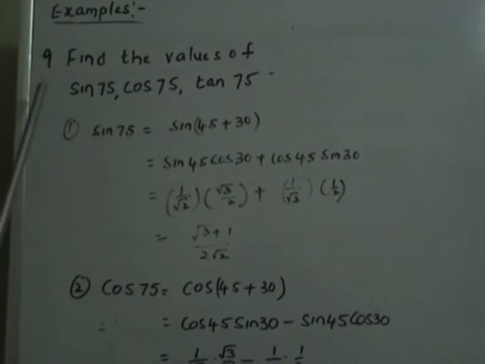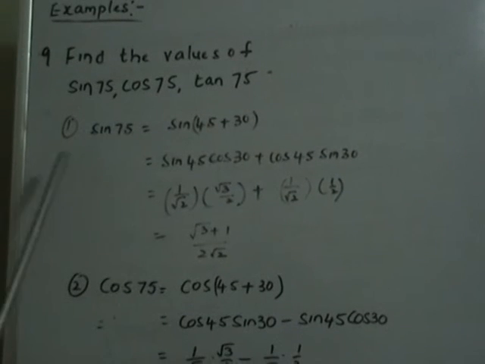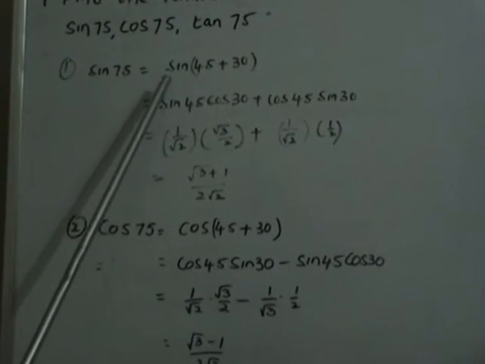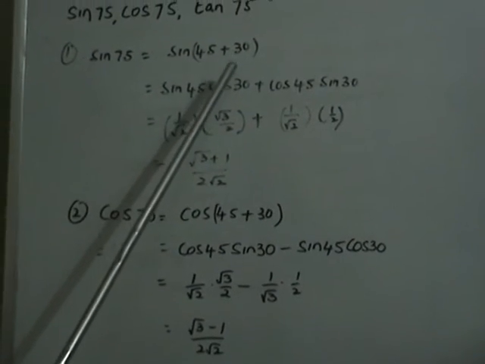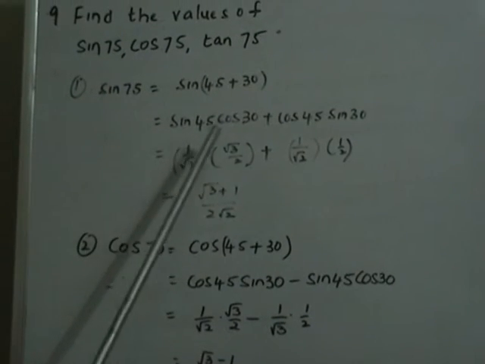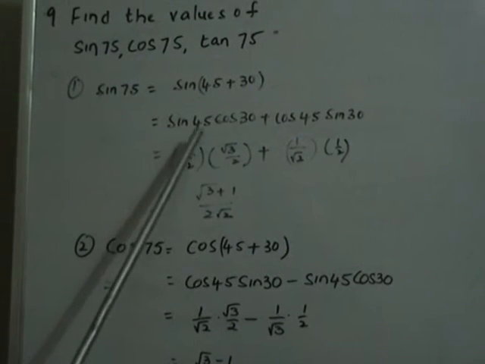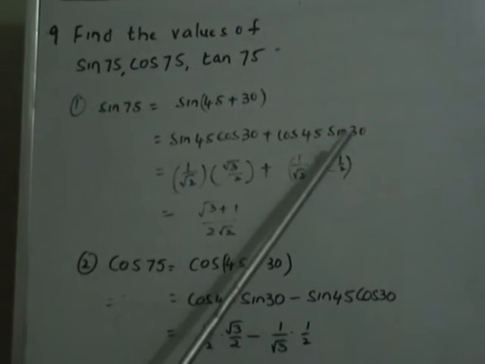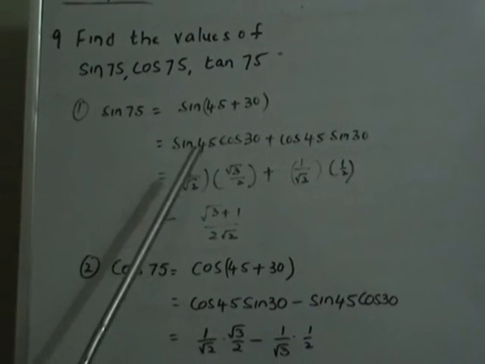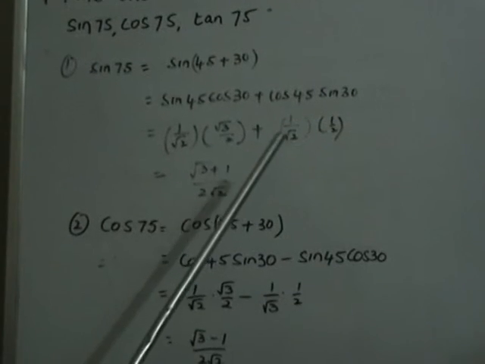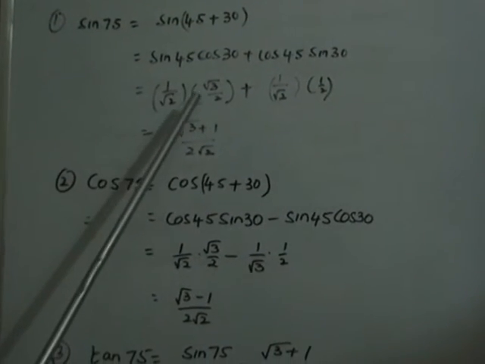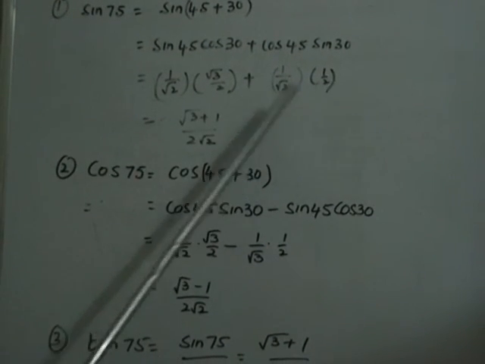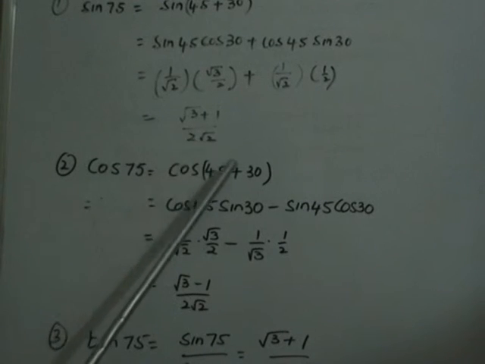Find the values of sin 75, cos 75, tan 75. Sin 75 can be written as sin of (45 + 30), that is sin(A + B) = sin A cos B + cos A sin B, that is sin 45 cos 30 + cos 45 sin 30. Substituting the values, we have 1/root 2 into root 3/2 plus 1/root 2 into half, that is (root 3 + 1)/(2 root 2).